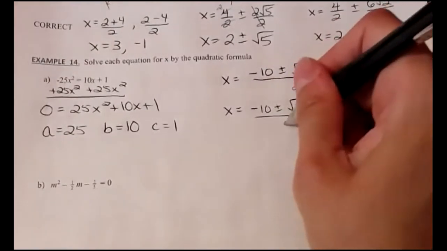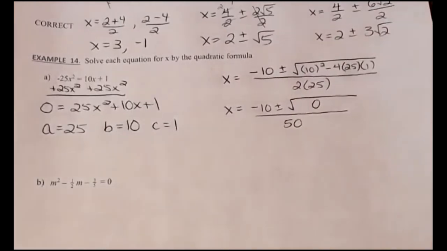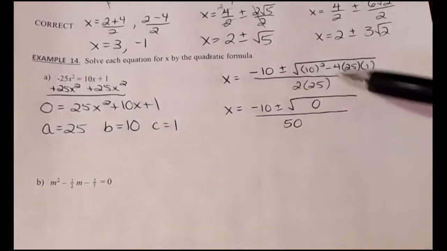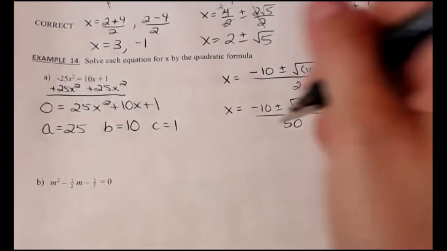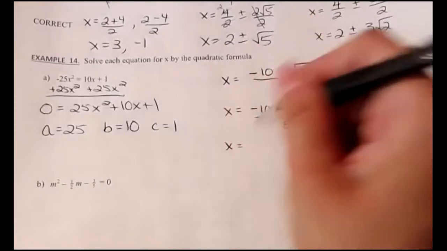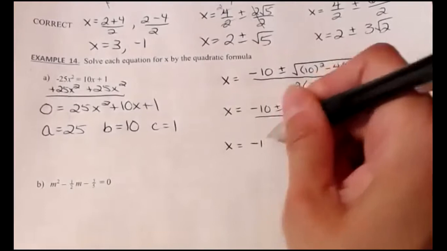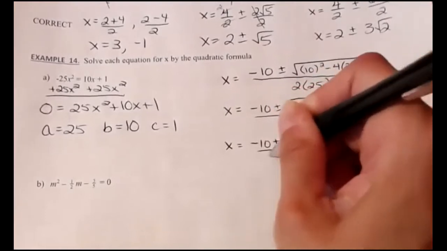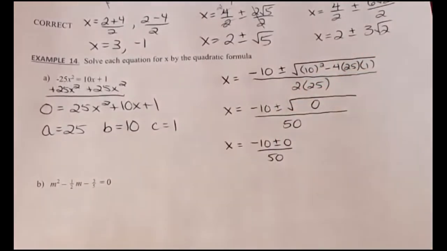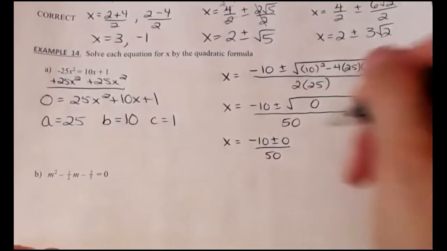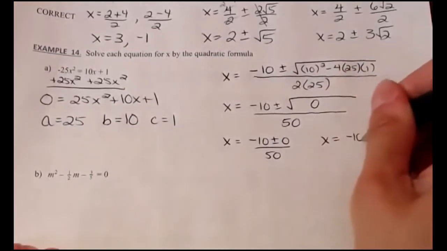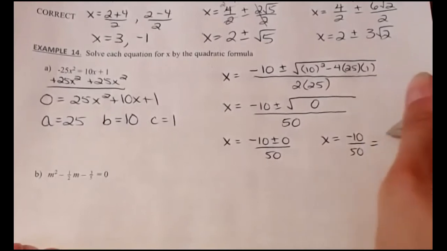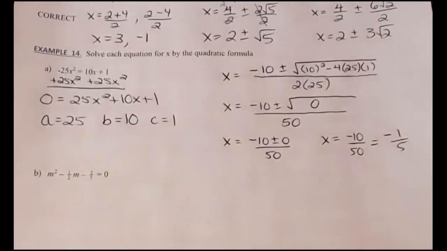2 times 25, that's 50. Now, interestingly enough, we know that the square root of 0 is 0. So what ends up happening is that our solution is essentially negative 10 plus or minus 0 over 50, which really just means my solution is x is equal to negative 10 over 50, which reduces to negative 1 over 5. All this means is that for my particular parabola, I have a double root.